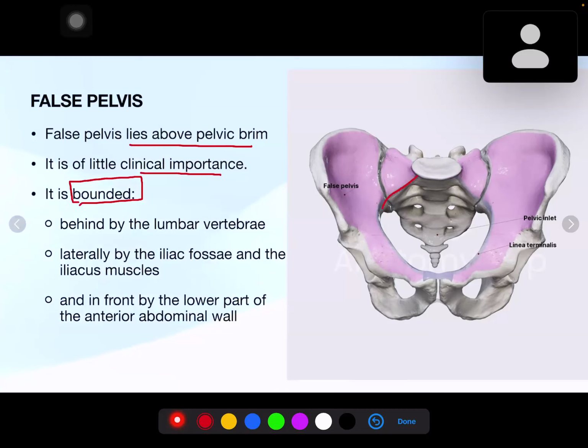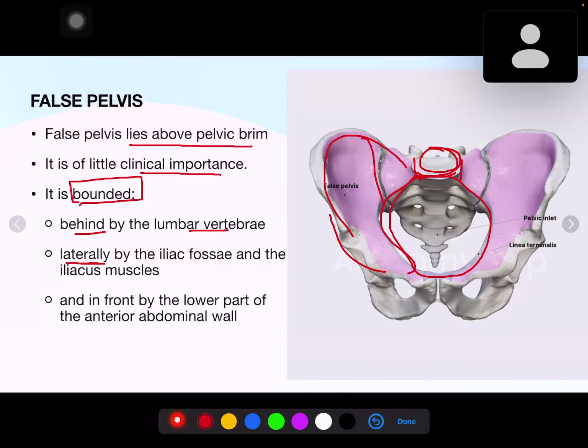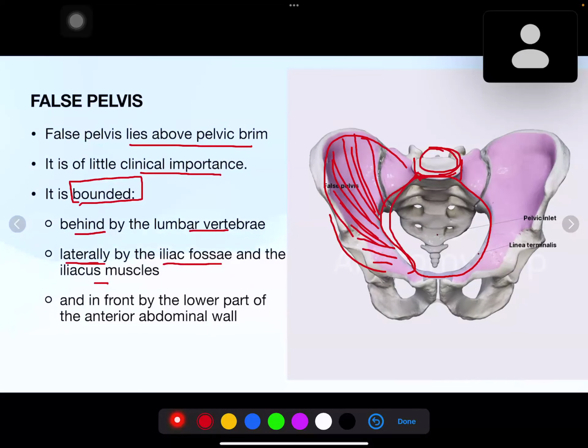See, I told you, the pelvic brim is here, and above the pelvic brim is the false pelvis. So what would be the posterior boundary? Posterior, upward above the sacrum, would be the lumbar vertebra. Then laterally, these are the iliac fossas, and I told you previously that the iliacus muscle is here. So the iliacus muscle and iliac fossa would be the lateral boundary of the false pelvis.